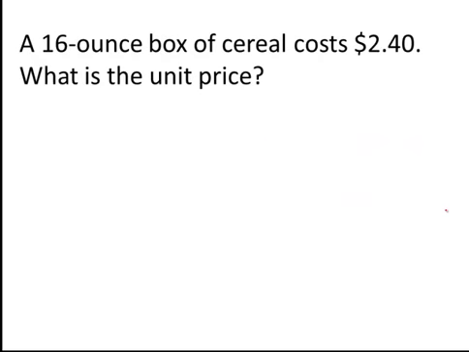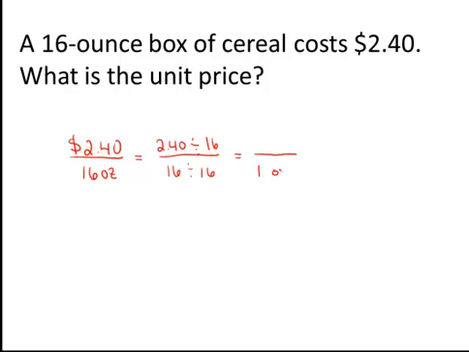A 16-ounce box of cereal costs $2.40. What is the unit price? Begin by writing the $2.40 over the 16 ounces. Next, we want to divide the $2.40 and also the 16 ounces by 16, since this will tell us the price per 1 ounce. We will come down below to do the division.